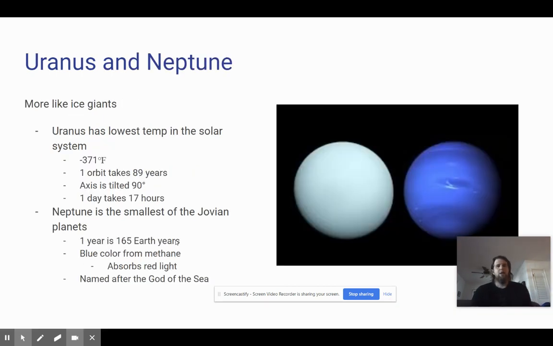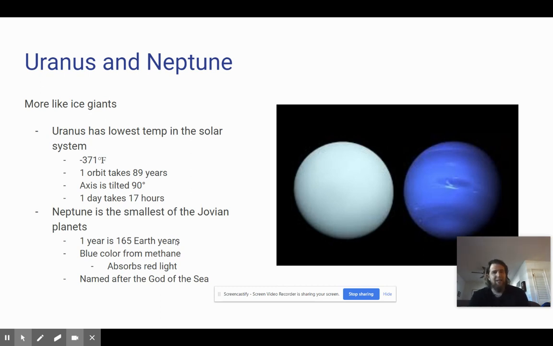So Uranus and Neptune, they are very similar, and they are more like ice giants. They're so far from the sun that those gases have almost condensed to form ices of sorts. And so Uranus has the lowest temperature in the solar system, minus 371 Fahrenheit. That is very cold. So one orbit for Uranus takes 89 years. So, I mean, there's a chance I won't even live to see one full orbit of Uranus.